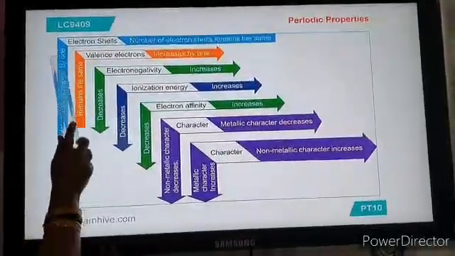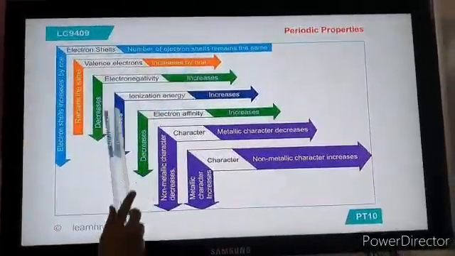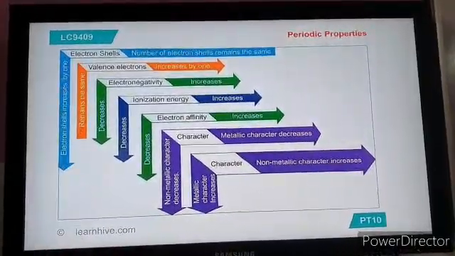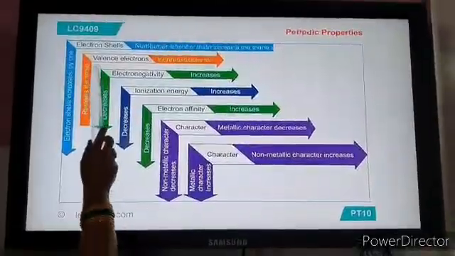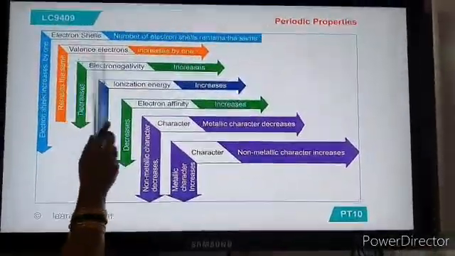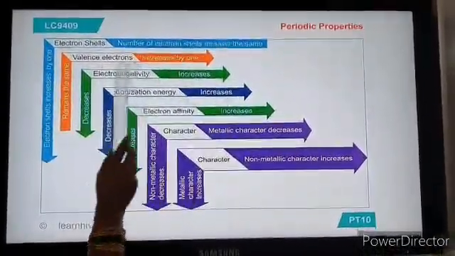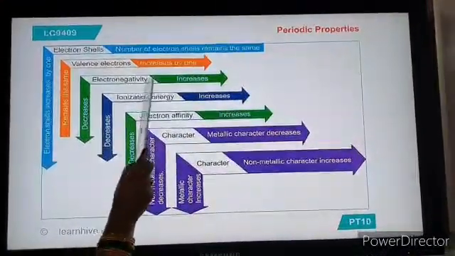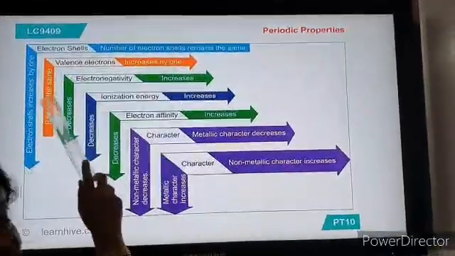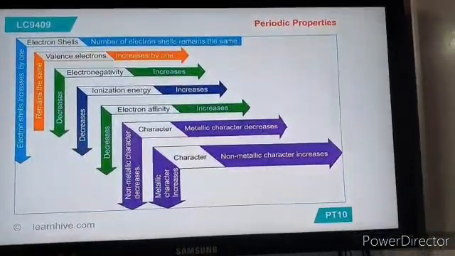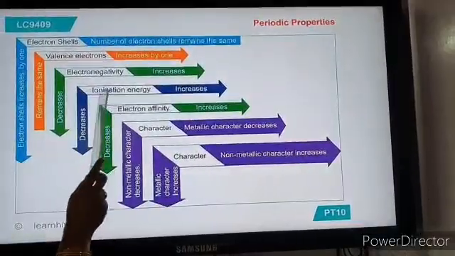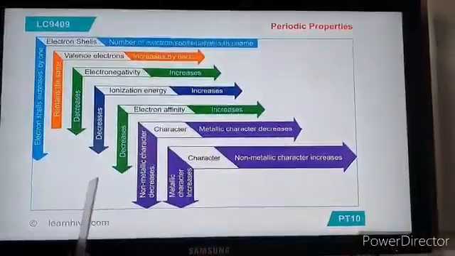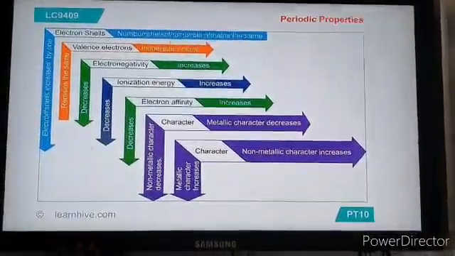Now coming to electron shells, they remain the same in a period, and down the group the electron shells increase by 1. Coming to valence electrons, they increase by 1 when you move from left to the right, and they remain the same in the group. And electronegativity increases when you move from left to right, and it decreases down the group. Same is the case with ionization energy and electron affinity. They increase in a period from left to right and they decrease down the group.